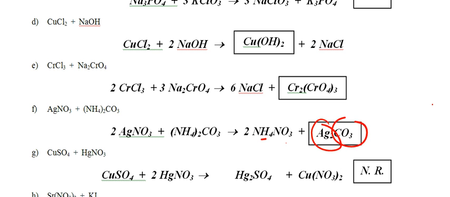So if you get this down with the group 1A, anytime you see a group 1A or ammonium, soluble. If it's not a group 1A metal, then you've got to do a little more investigation. You got to take a look a little bit further.